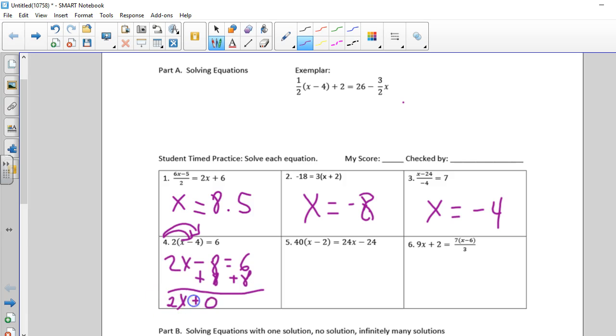So I end up with 2x plus 0 is equal to 14. So that means that 2x is equal to 14. And when I divide both sides by 2, I get x is equal to 7.